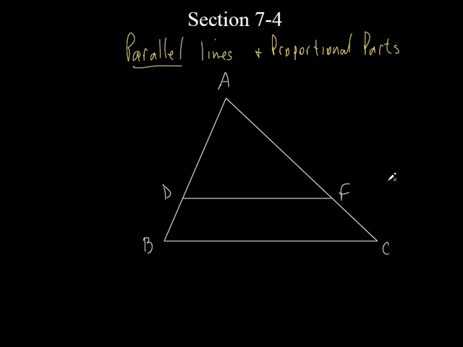Now, we discussed this just a few minutes ago. Right now, can we say these triangles are similar to each other? No, we can't. But what could we do to make them similar to each other? DF and BC parallel. Yep. If I made DF and BC parallel to each other, then these are similar triangles.